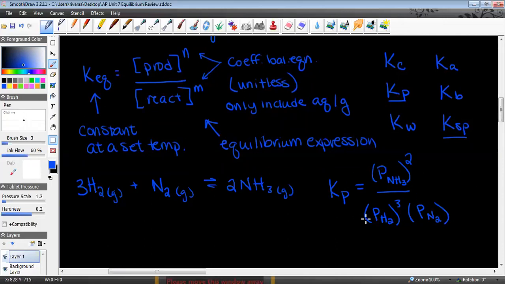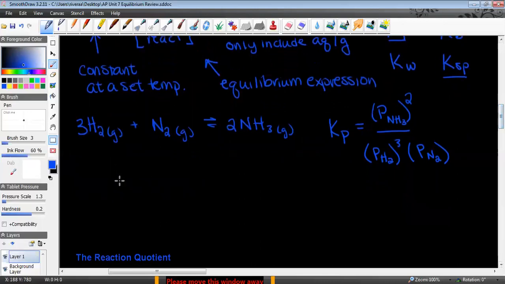That's my Kp expression for this reaction. Let's look at how this is going to look different for a Ksp. Let's say we wanted to know the solubility of the salt calcium chloride. So we would want to dissociate my salt, forward and reverse: calcium 2 plus aqueous plus 2 chloride ions.